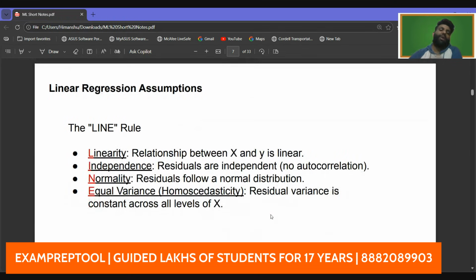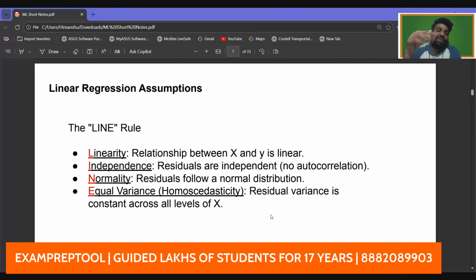One very important thing: what are the assumptions? This is very important. You can always remember this keyword, LINE rule. Okay, what does this tell? It considers all the assumptions which are part of linear regression. I'll talk about something very important as well over here. First, let's finish these assumptions.